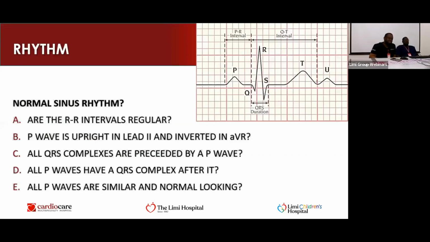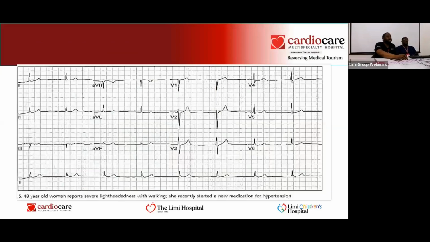Very, very simple. You see how simple ECG is. You wonder why you could not read it before. The first question is, are RR intervals regular? That is the distance between one R wave and the other R wave. Not the R wave that Dr. Olalekan showed us earlier.